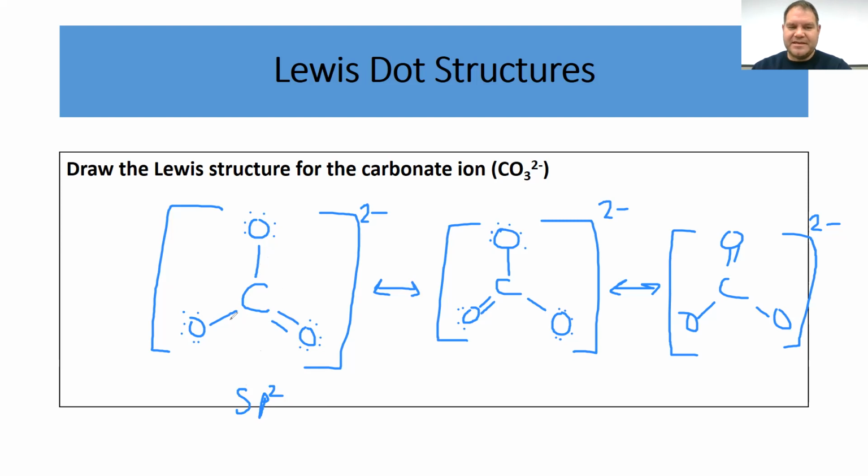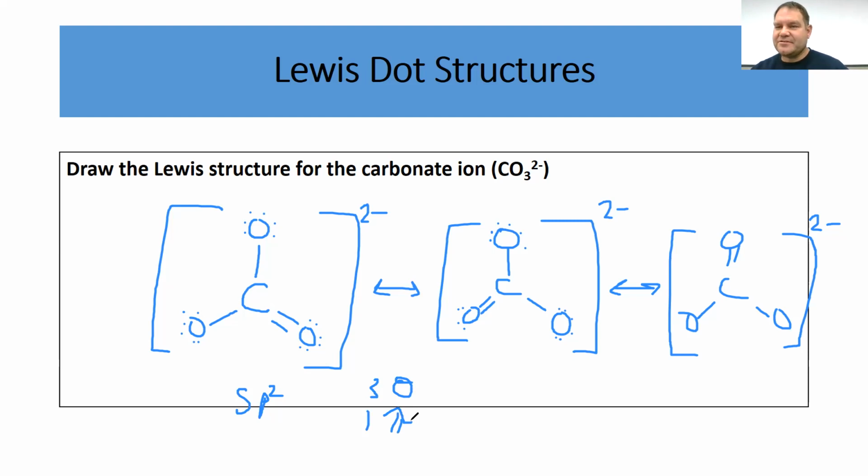So sp2 hybridization. Now, how many pi bonds or sigma bonds? We'll do sigma bonds. We have 1, 2, 3. So we have 3 sigma bonds here, and the double bond is also going to create 1 pi bond, okay? So we have 3 sigma and 1 pi bond overall. So remember, the double bond is a sigma and a pi, okay? So those are 3 examples of possible problems that you would have to do on the AP or IB exam.